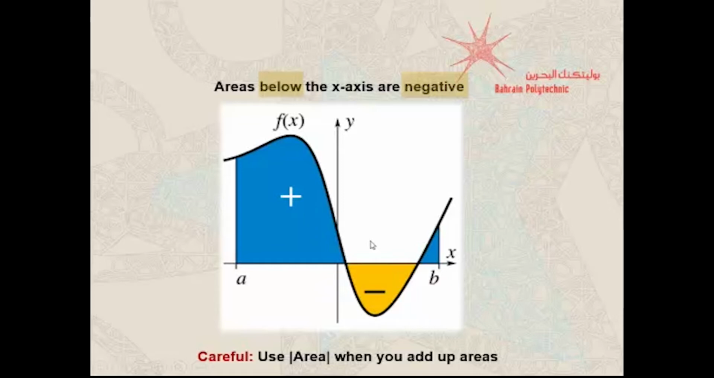So what you can do is find the areas of each separate region, and then whenever you've got a region which is under the x-axis, find the absolute value of it before you add it to the rest of the areas. So be careful. You've got to use the absolute value of the area. The absolute value of the area means if it is negative, you just flip the sign to make it positive when you add up all the areas.